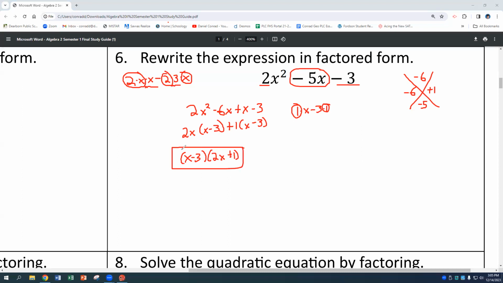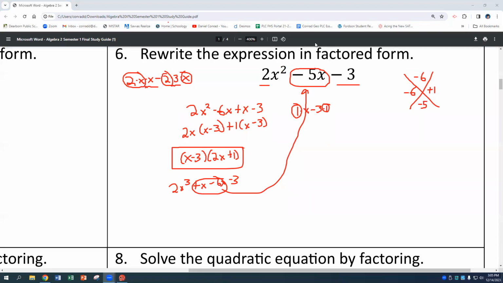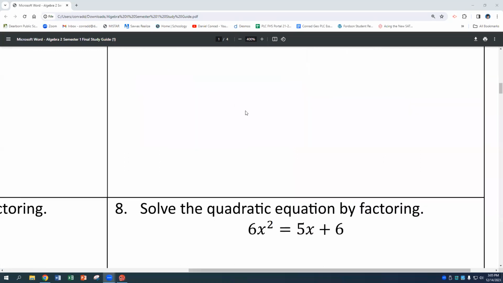If we work backwards, we would get 2x squared plus x minus 6x, and then minus 3. And when we combine those, we come back to negative 5x. So we're good.